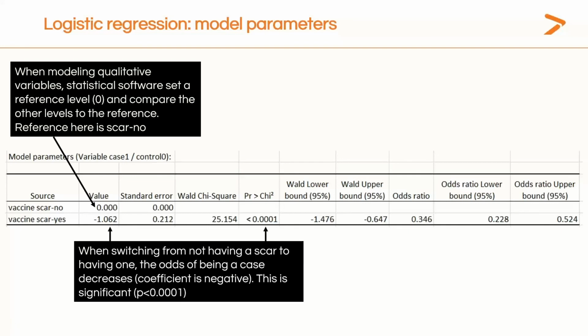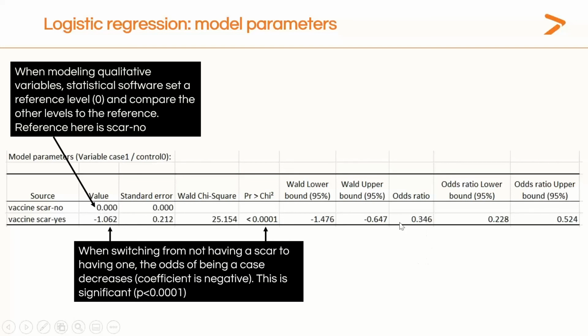So the easy interpretation: when switching from not having a scar to having one, so from no to yes, the odds of being a case or of being diseased decreases because the coefficient is negative, as you can see. So the odds of being a case will decrease. And this is significant, as you can see, by the p-value. Now, how can you interpret specifically this value here?